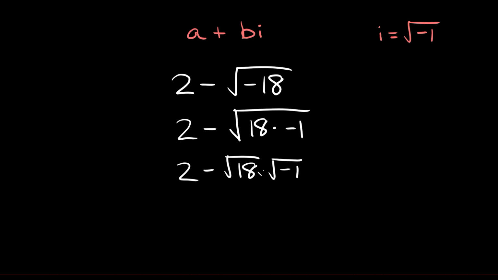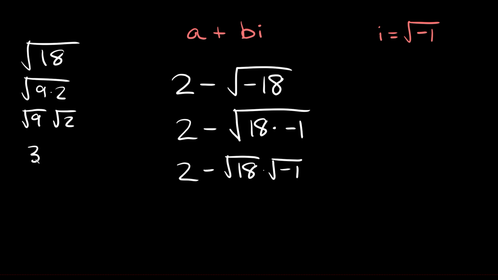Now here, the square root of 18, we can break that down a little bit. The square root of 18 is the same thing as 9 times 2. So here we can also split these up into the square root of 9 times the square root of 2. The square root of 9 is equal to 3, so here we get 3 root 2. So then here, finally, we can say 2 minus 3 root 2, and then the square root of -1, again, is just i. So that would be your final answer right there.